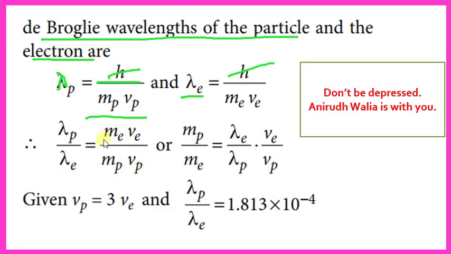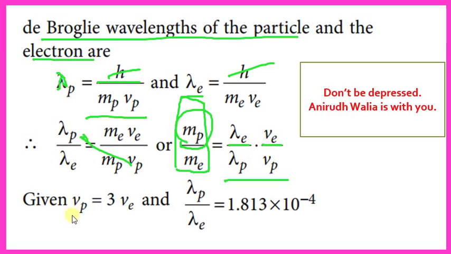It is not a proton. We don't know whether it is a proton or any other particle; it is just given as a particle. So mp is the mass of the particle, and vp is the velocity of the particle. What you have to figure out is the mass of the particle. First, you have to identify the mass of the particle, so you will substitute as here: lambda e into v upon lambda p into vp.